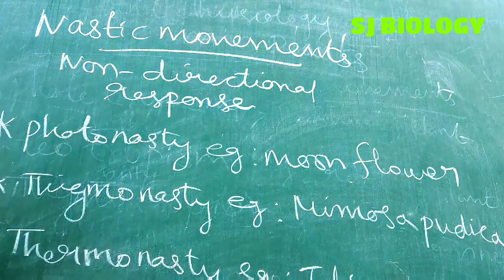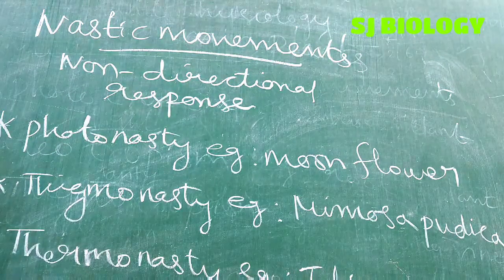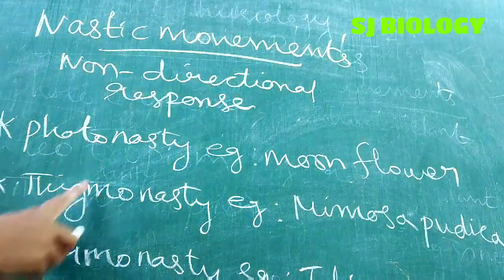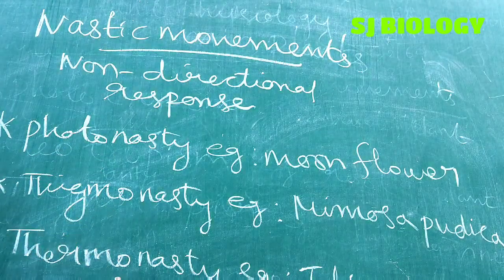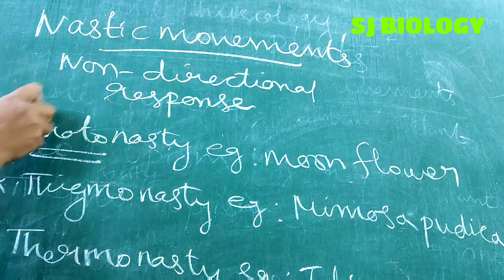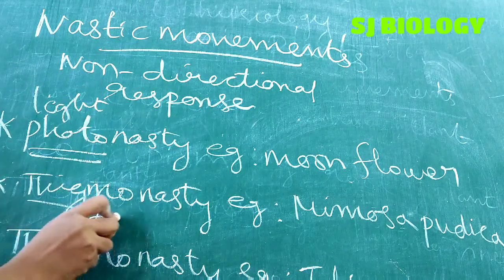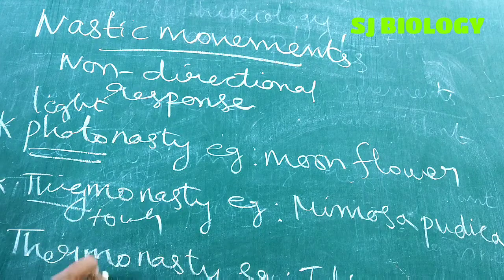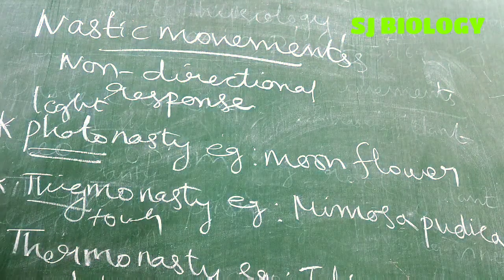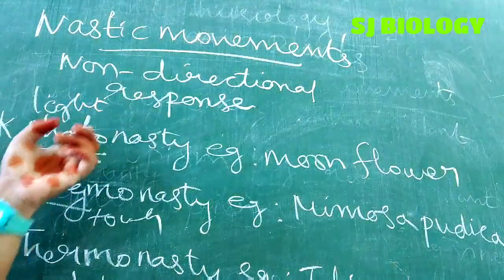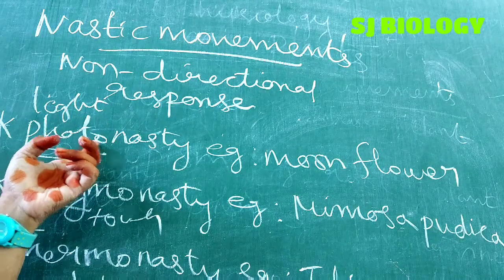Plant body. According to that, this is also classified into 3 types. What are they? Photonasty, thigmonasty and thermonasty. Photo here is also what? Light only, and thigmo is touch, and thermo means temperature. Okay, so the movement of a part of a plant in response to light is called photonasty.